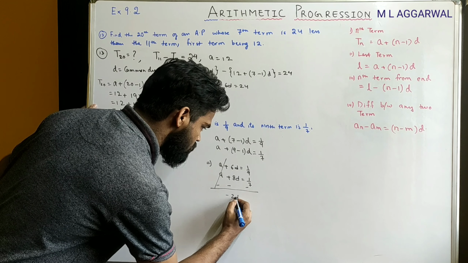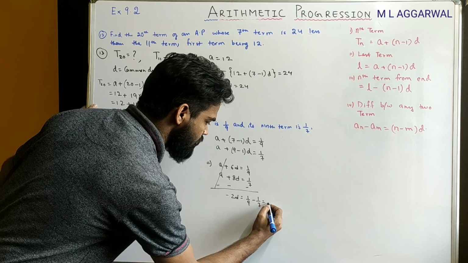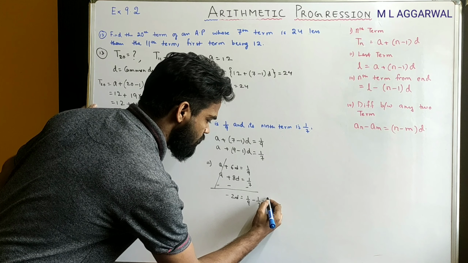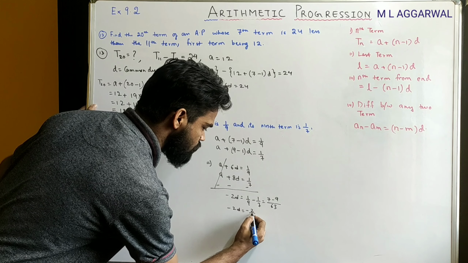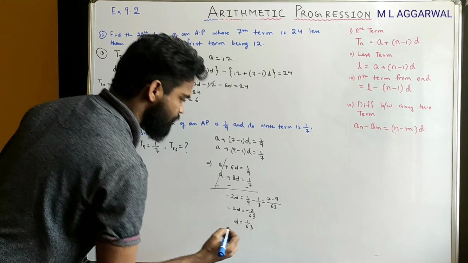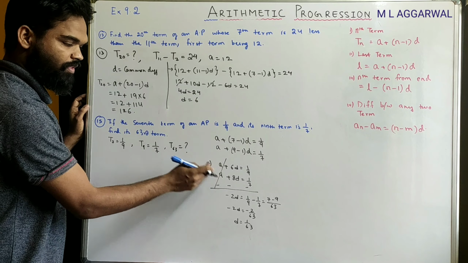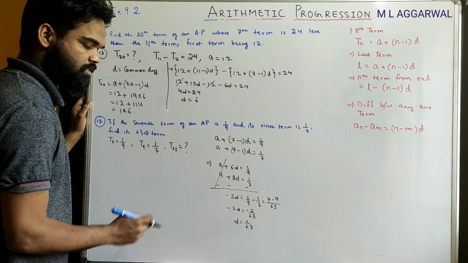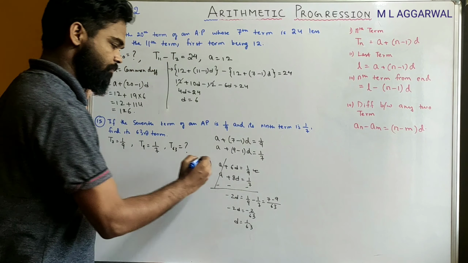Minus 2D equals 1 by 9 minus 1 by 7. That's 63, that's 7 minus 9, which is minus 2D equals minus 2 by 63, which means D is 1 by 63. We got D as 1 by 63. Put in any of the equations, either this or this, and get the value of A. See, I'll put D over here.